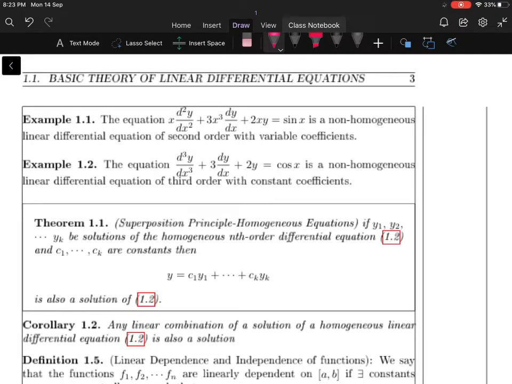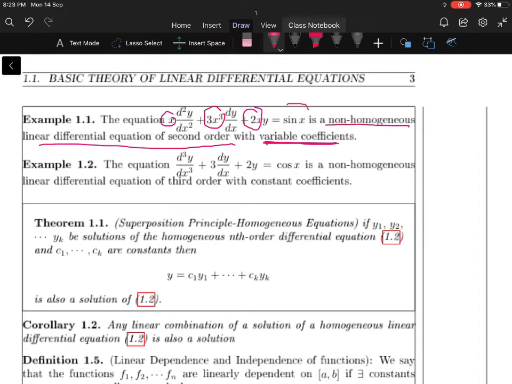Let us take an example. The equation x into d square y by dx square plus 3x cube into dy by dx plus 2xy is equal to sin x is a non-homogeneous linear differential equation of second order with variable coefficients. How do we say variable coefficient? These are a naught, a1, a2, and these are functions of x. So these are the variable coefficients.